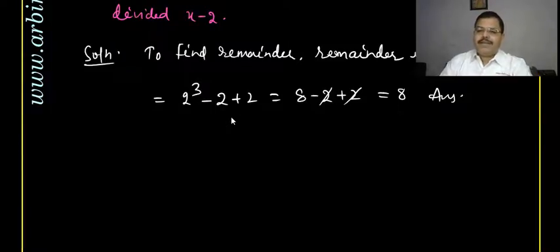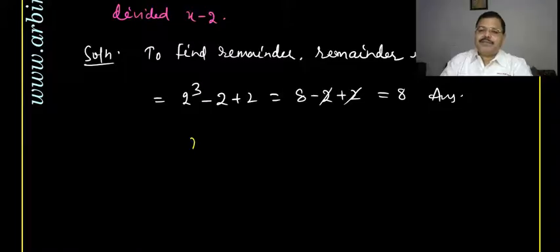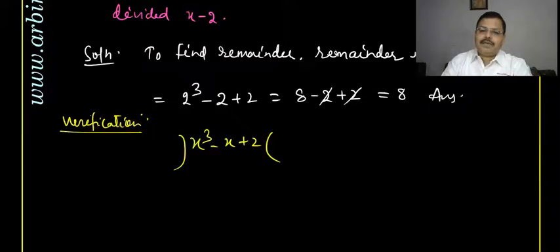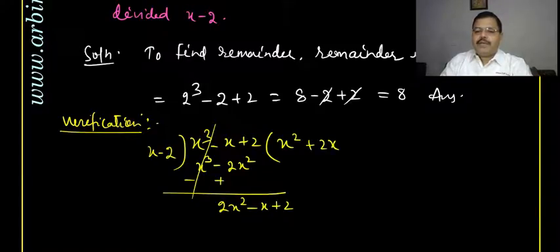So if you don't believe, you can divide it. Let me verify this. x cube minus x plus 2. Just for the sake of convenience, I am dividing it for a check. If I divide by x minus 2, then x square, that will be x cube minus 2x square, sign will change and x cube cancels, that will be 2x square minus x plus 2. Then take 2x here, then 2x square, and 2 multiplied by 2 is minus 4x. Sign will change again.